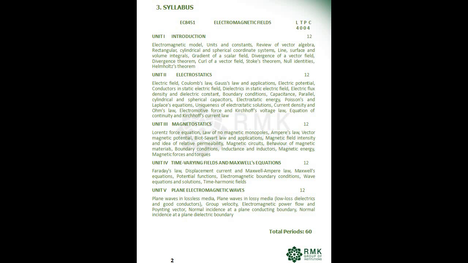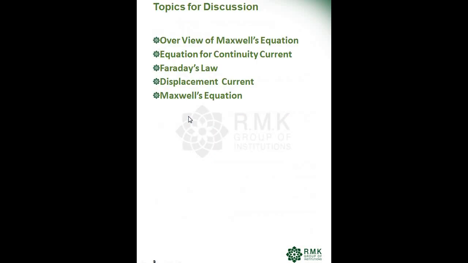Now we are introducing time varying fields. Unit 4 is time varying fields, where the nature of the supply is time varying. A time varying field is given to a circuit, so the electric field and magnetic field will also be time varying in nature, and that we are going to see here in the fourth unit. Maxwell's equations are the equations which really help us in that.